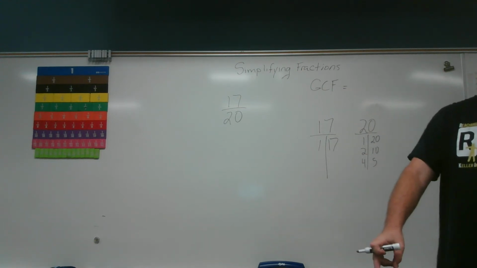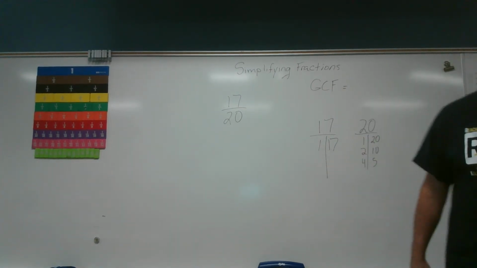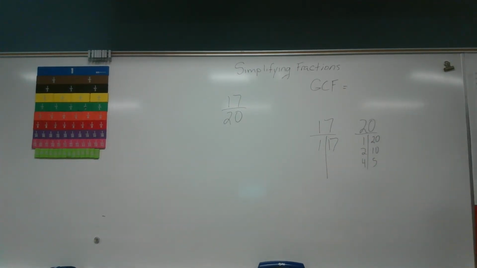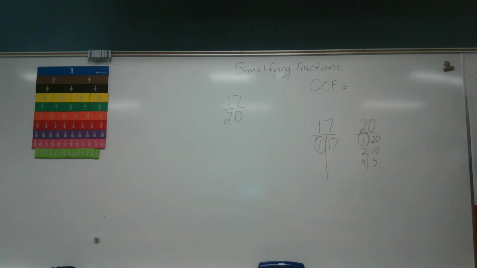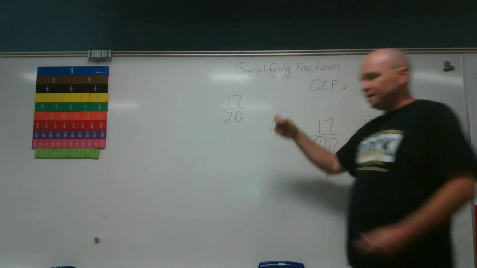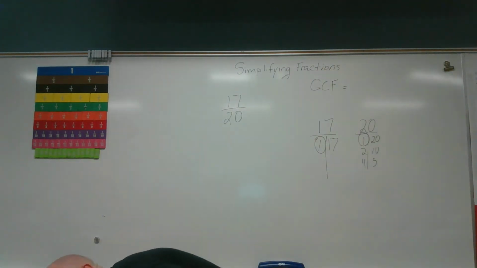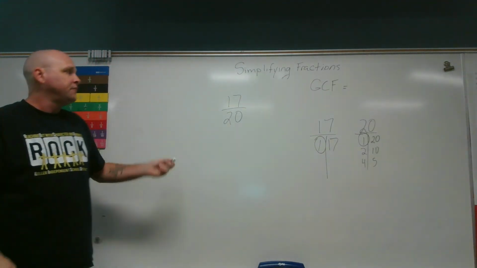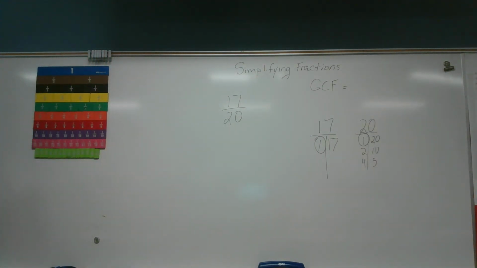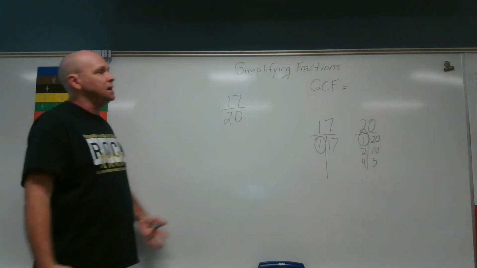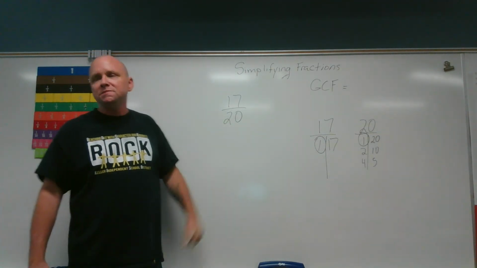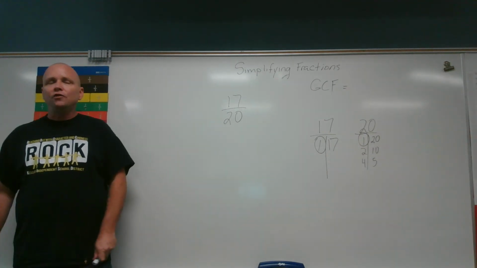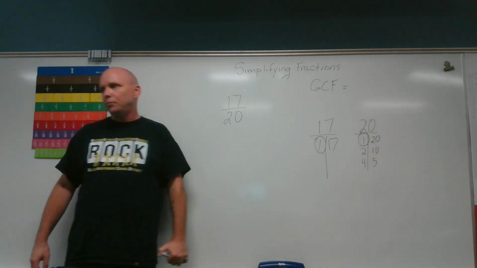And the greatest common factor is what, Ryan? 1. That's it. Greatest common factor is 1. So if I divide 17 by 1, what's the answer? 17. If I divide 20 by 1, what's the answer? 20. If your greatest common factor is 1, your fraction's already in lowest terms. It is simplified all the way. You can't make it any simpler.